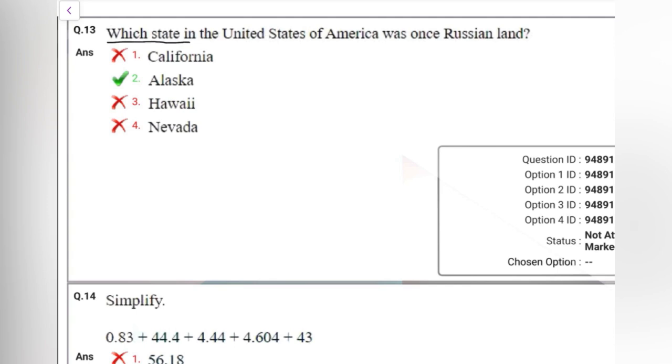Which state in the United States of America was once Russian land? Alaska. Alaska is a state in western United States located at northwestern end of North America. The purchase of Alaska in 1867 marked the end of Russian efforts to expand trade and settlements along the Pacific coast of Northern America and became significant in the rise of United States as a power of Asian Pacific region.